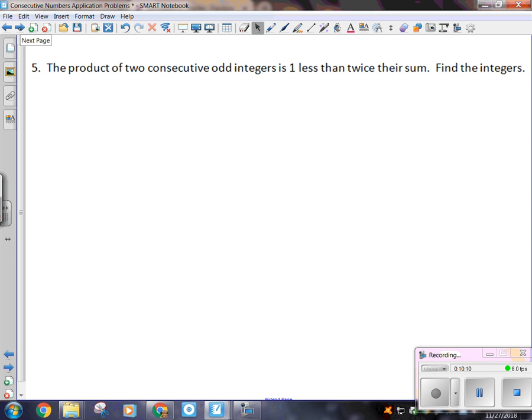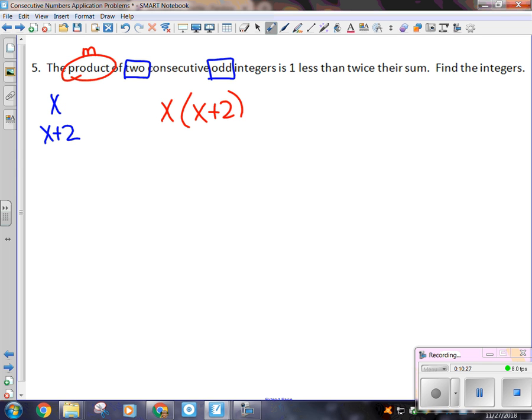Last example. Product of 2, so I need 2 consecutive odd, it's important. x plus 2 helps me get started. And I'm going to do product. Product means I'm going to multiply them. So it is the product of 2 consecutive. Then it says is 1 less than. That means I'm going to subtract 1. And if it says 1 less than, it kind of implies something's in front, and I'm going to take 1 away from it. So that's 1 less than, right there.